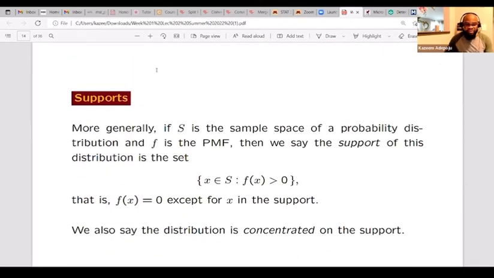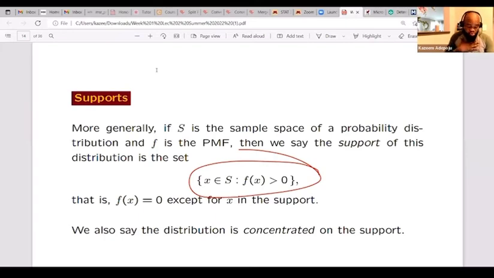Okay, the next thing I want to talk about now is what we call support. What do we mean by support? If S is a sample space of a probability distribution, every probability distribution must have a sample space. And you know what I mean by sample space? Collection of possibilities. And if f is a PMF, then the support of that distribution is this. What do we mean by that? Support is more or less telling us we have elements in the sample space, at least we have something in the sample space with the corresponding probability. And what we're trying to say is that the probability has to be greater than 0.